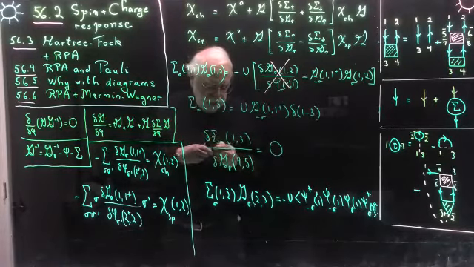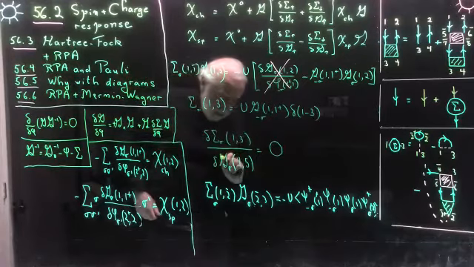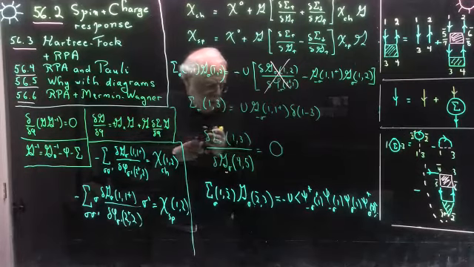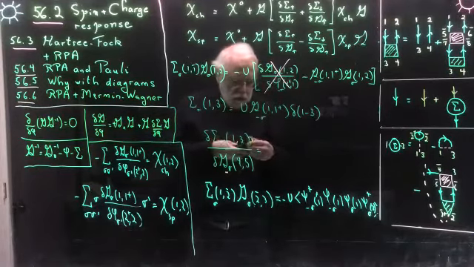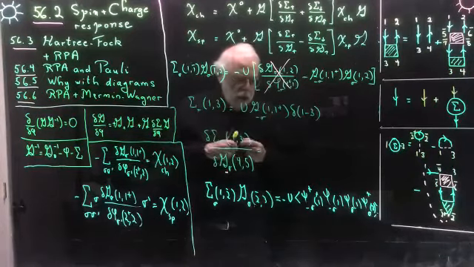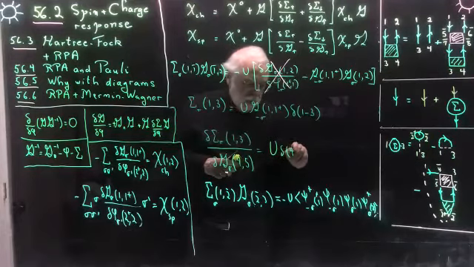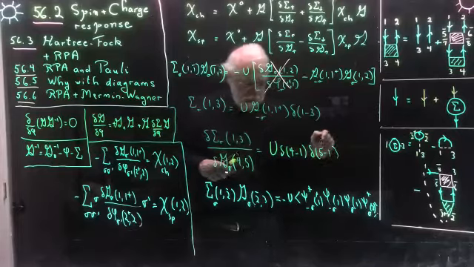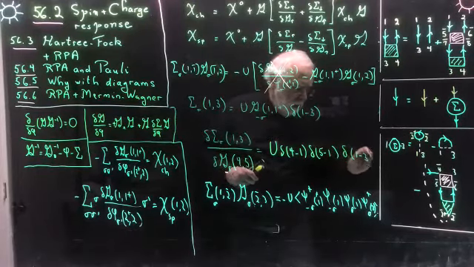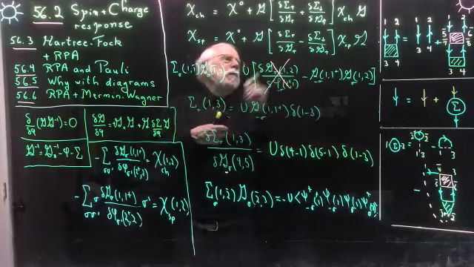Now, if I look at the opposite case, if I put a minus sign here, then this is equal to U, and then I add delta 4 minus 1, delta 5 minus 1, and I have delta 1 minus 2. Okay, so I get delta functions all over the place. So it means that this is easy to write now.